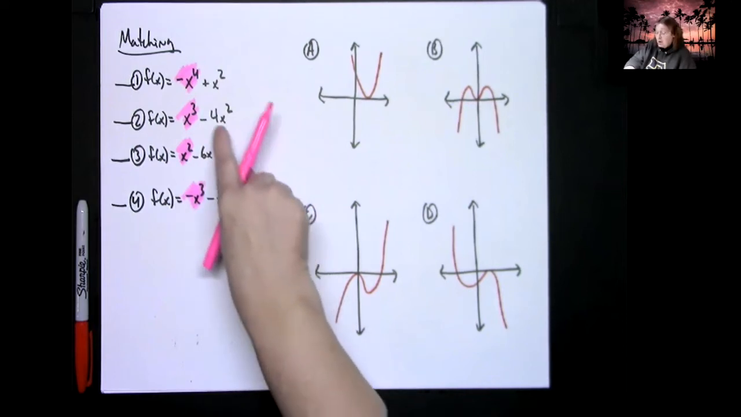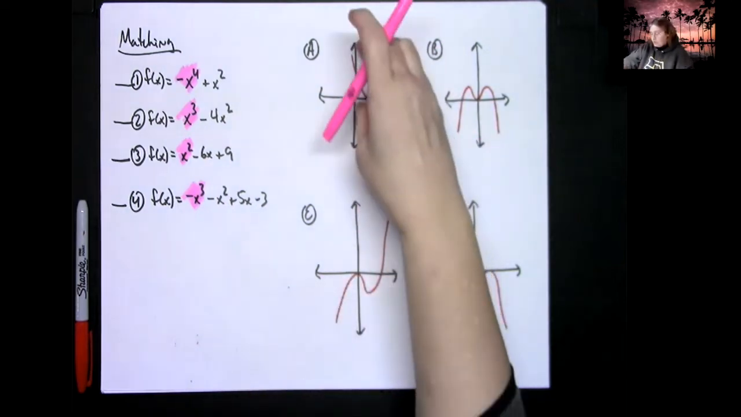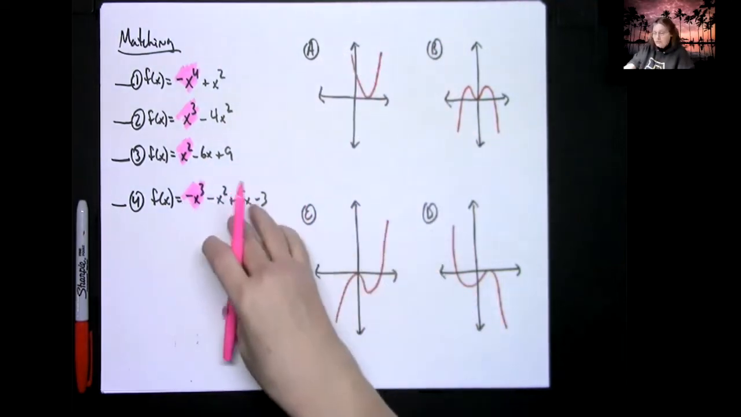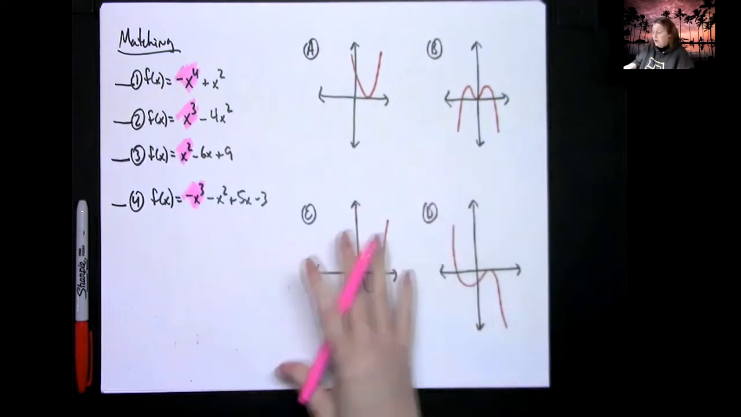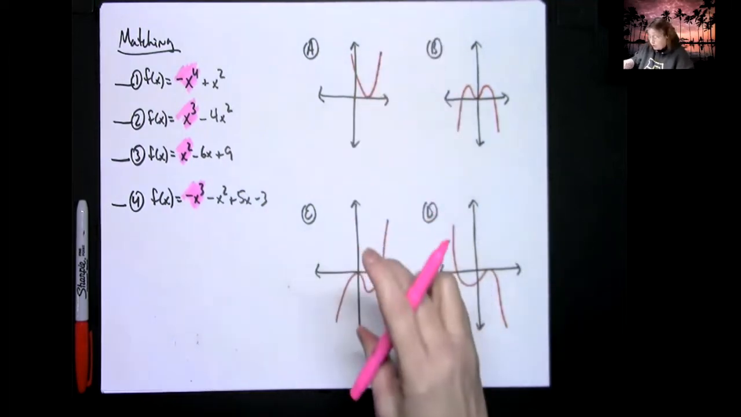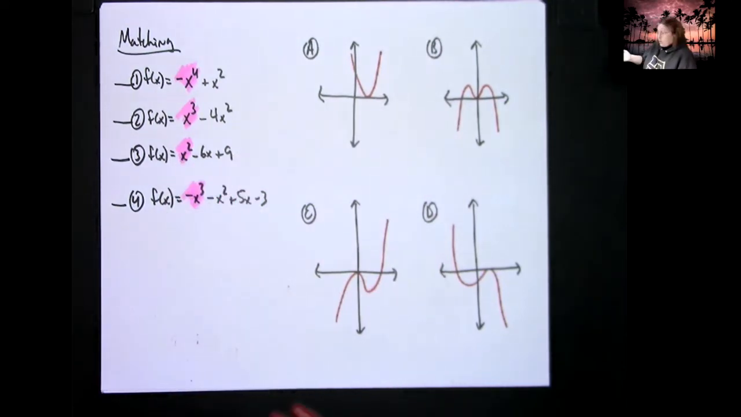All of this doesn't matter, because it is matching, and we're going to assume that these are the exact graphs. These are not sketches. I just hand drew sketches, but when you see it on the test, it'll be the actual curve that is being graphed. So what I'm going to do is go through and draw some conclusions.